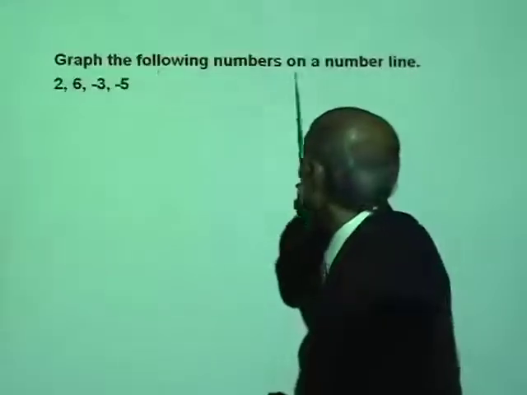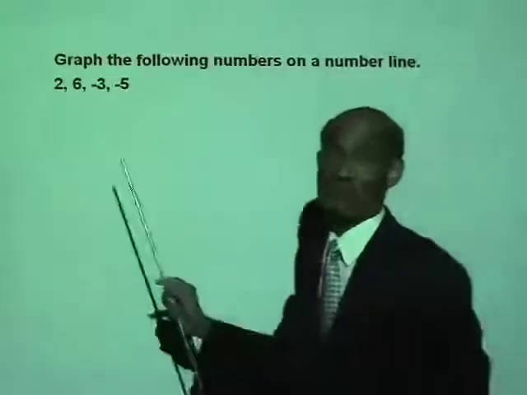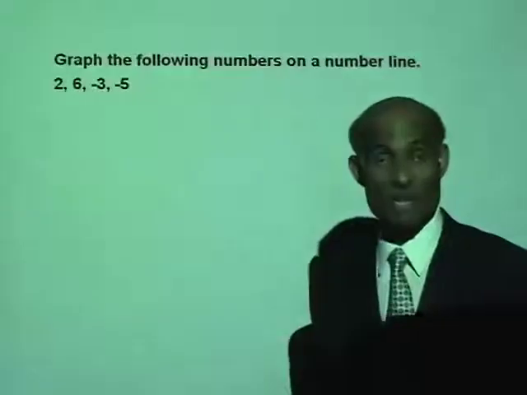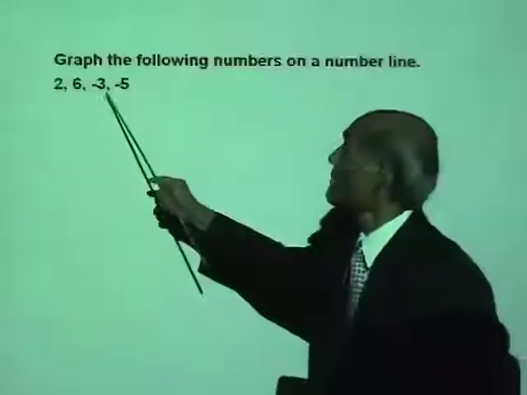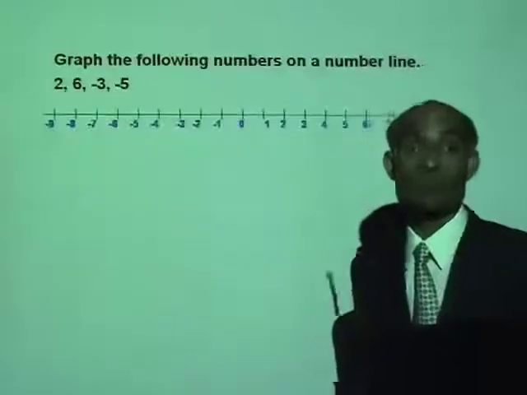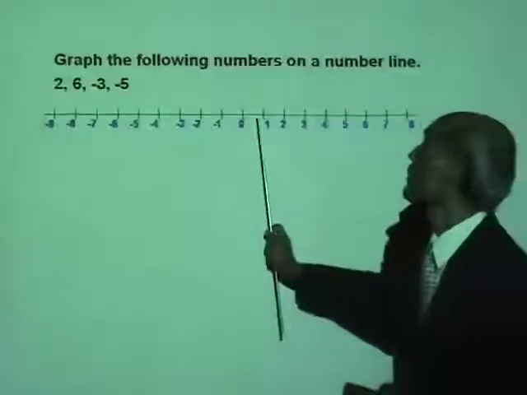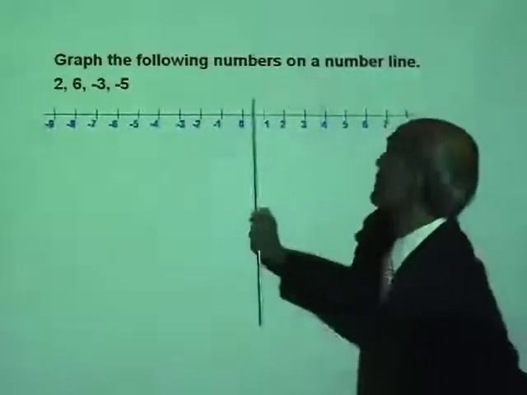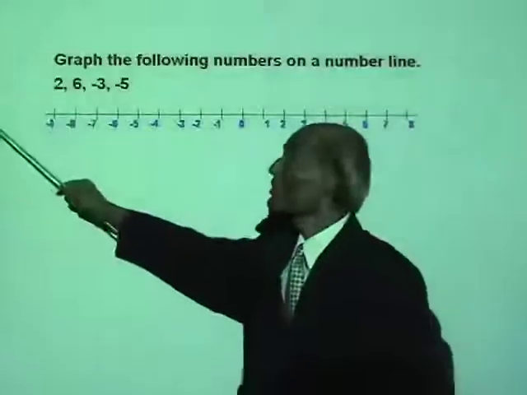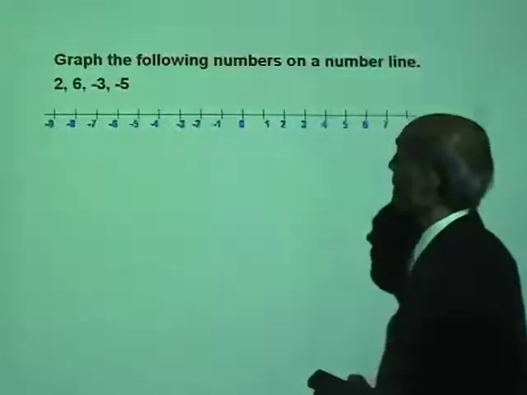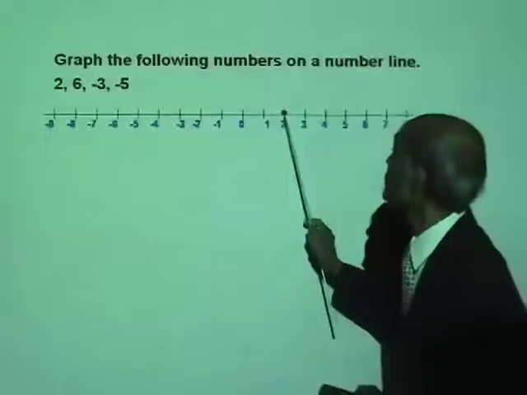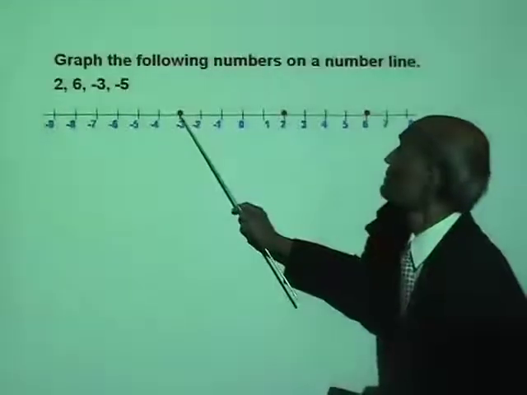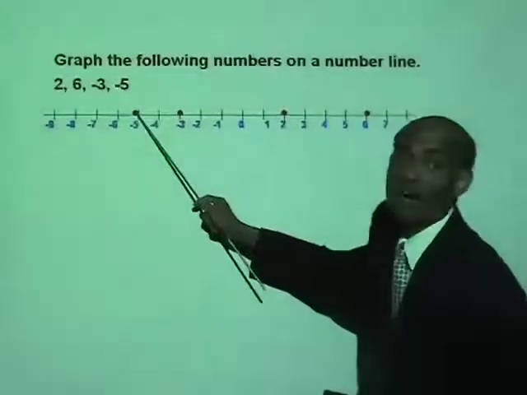Alright, graph the following numbers on a number line. 2, 6, negative 3, negative 5. Can you do that? Draw a number line and mark the positions of these numbers. Now here is the number line, 0 at the middle. You got positive numbers to the right, negative numbers to the left. It goes from negative infinity to positive infinity. The position of 2 is right here, 6 is there, negative 3 is there, and negative 5 is there.